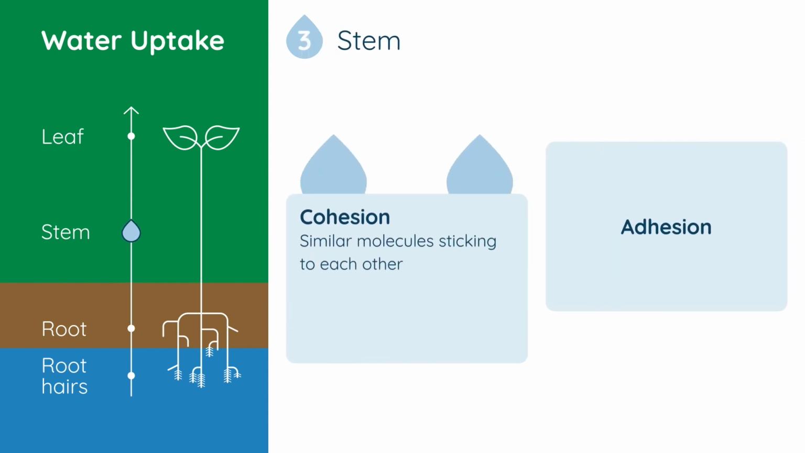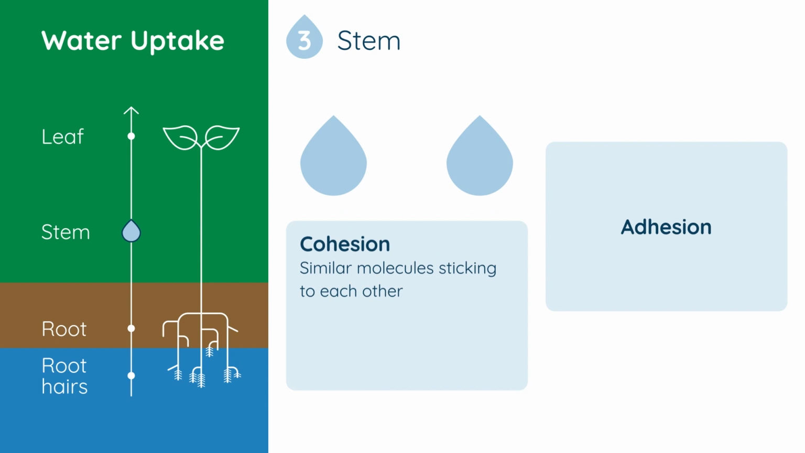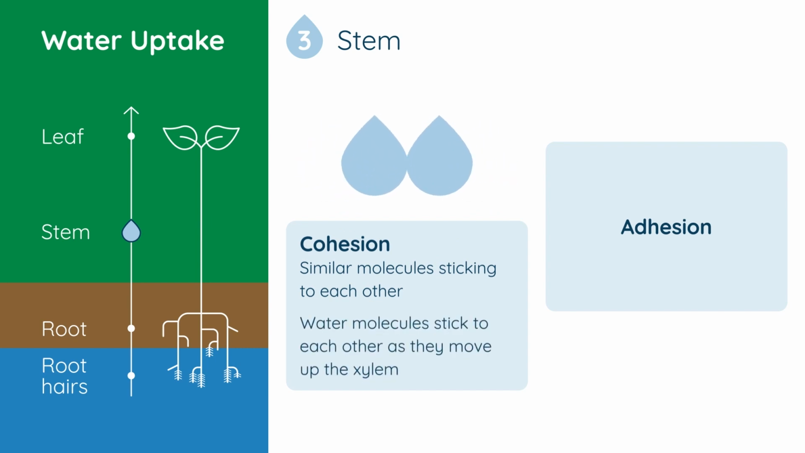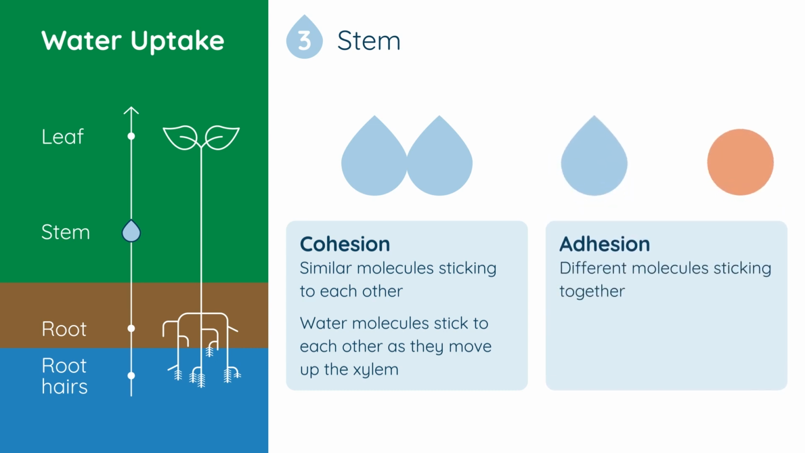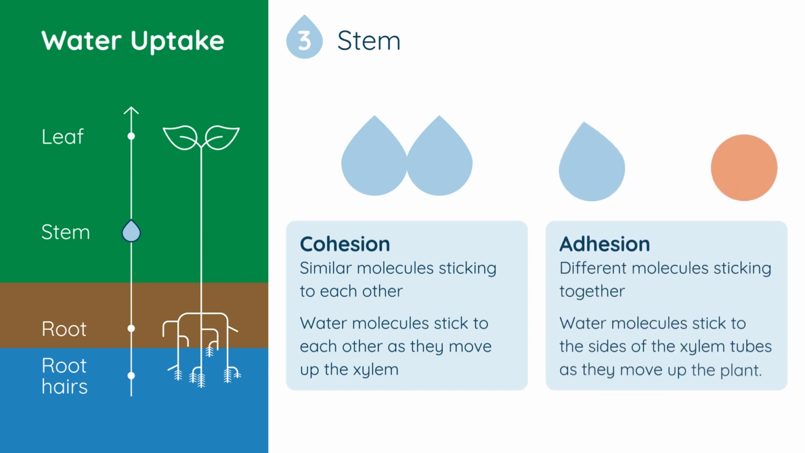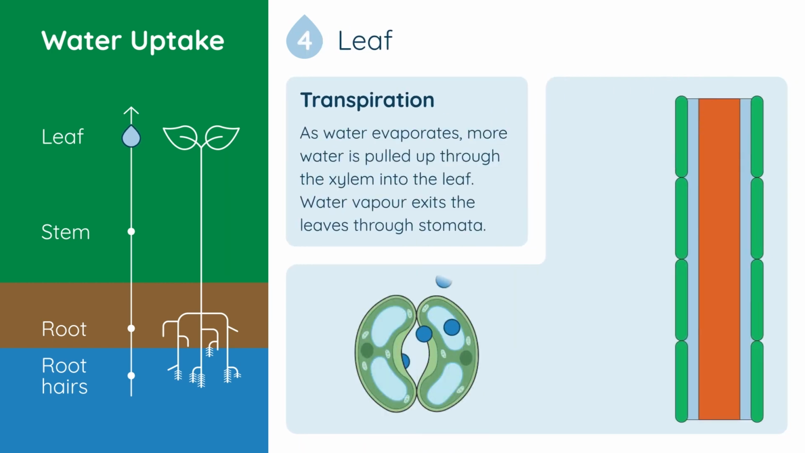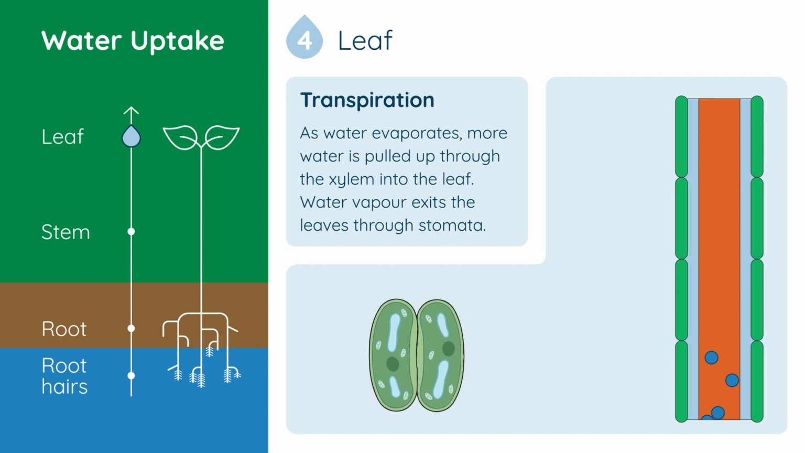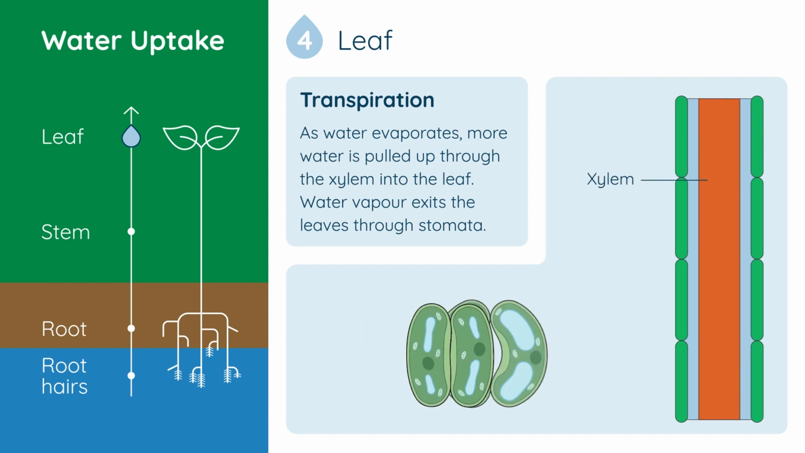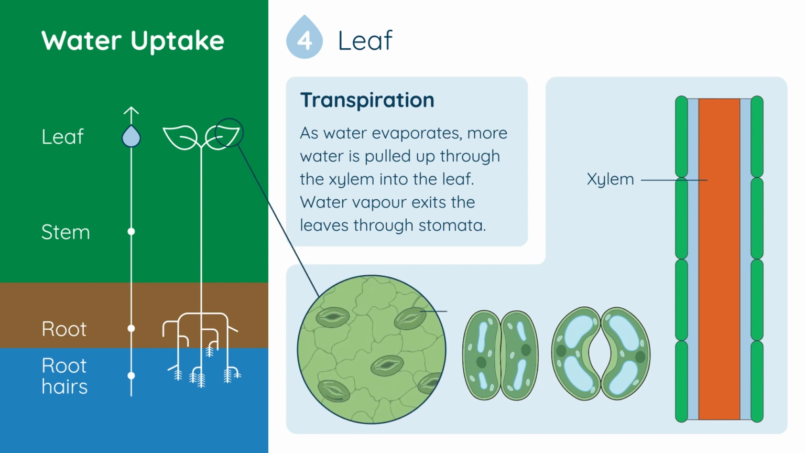Cohesion means similar molecules sticking to each other. So water molecules stick to each other as they move up the xylem. Adhesion means different molecules sticking together. So here the water molecules stick to the sides of the xylem tubes as they move up the plant. And finally, transpiration. As water evaporates from the leaf by transpiration, more water is pulled upwards through the xylem into the leaf. Water vapor exits the leaves through tiny holes called stomata.